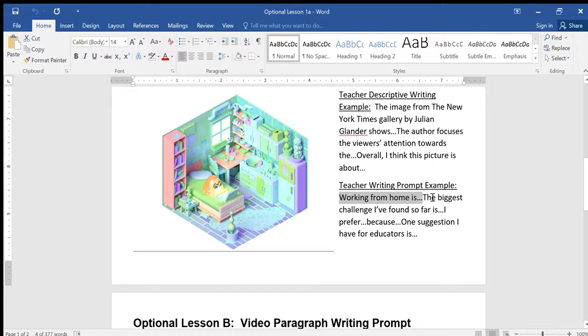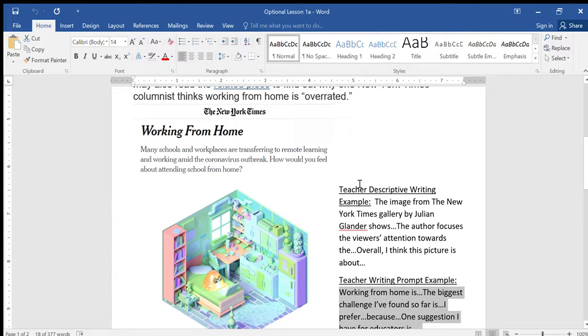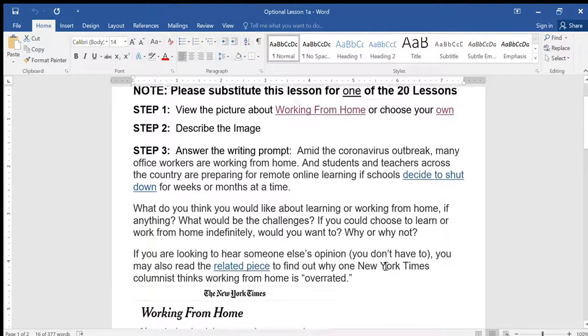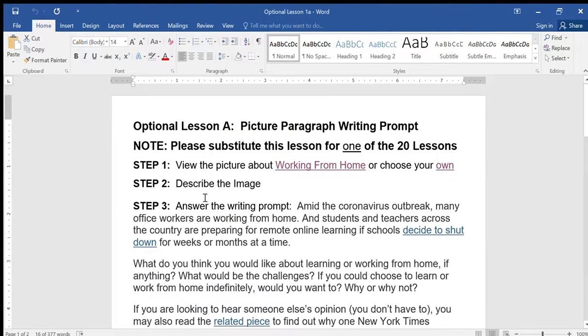Now you can also use these prompts that I've suggested for you. Working from home is blah blah blah. The biggest challenge I've found so far is blah blah blah. I prefer blah blah blah because blah blah blah. One suggestion I have for educators is blah blah blah. So use these to help you to answer the question. This is for step 2, and this is for step 3. Okay, there's step 2, step 3.